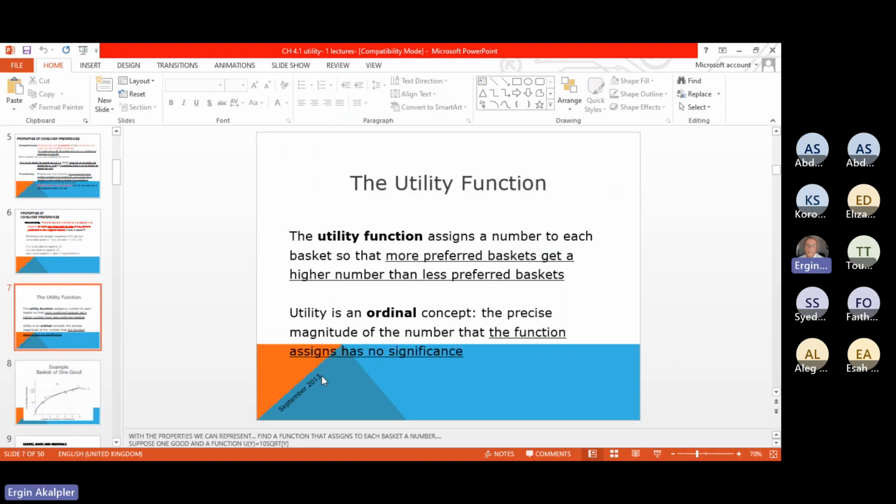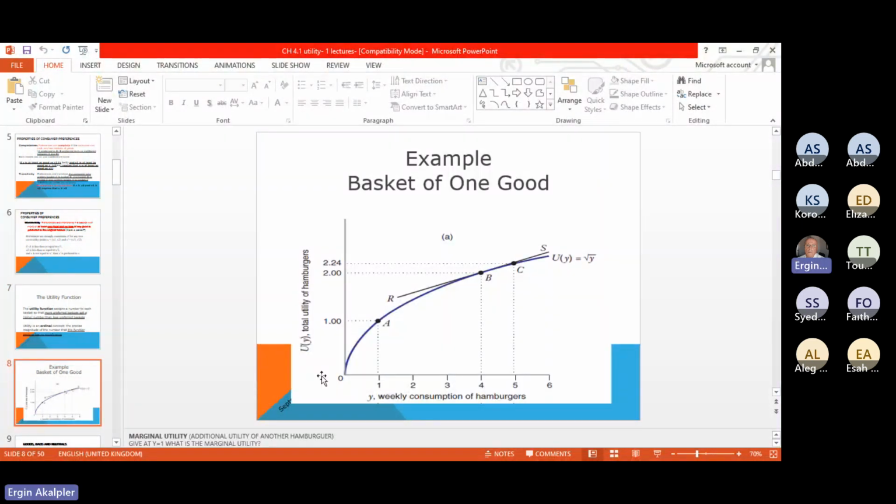Therefore, the utility function assigns a number to each basket so that more preferred baskets get a higher number than less preferred baskets. Utility is an ordinal concept. The precise magnitude of the number that the function assigns has no significance. As you are seeing, we have here a utility function where utility is the square root of y, and the function is a curve that starts from the origin.